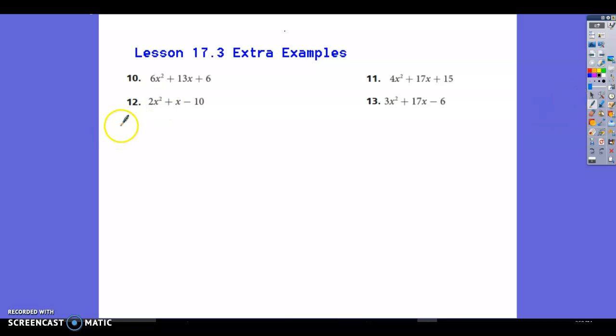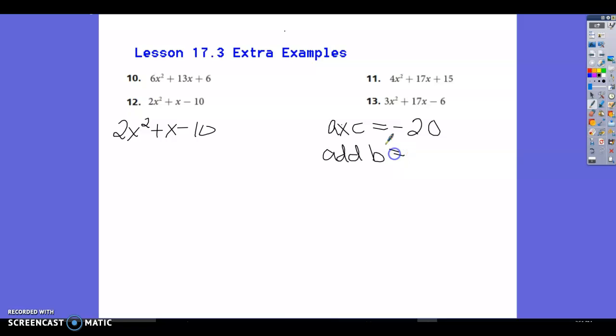All right, let's look at number 12 since it has a negative sign. So we've got 2x squared plus x minus 10. First thing I'm going to do is a times c. A times c is negative 20. And then I need to add to get b. Add to get b is positive 1.